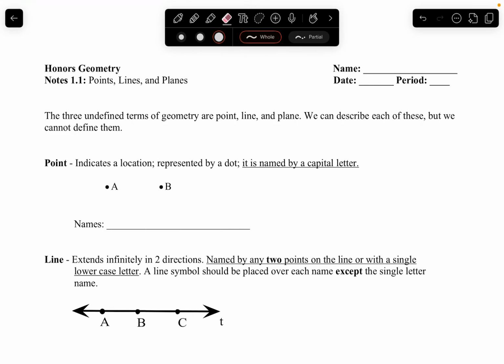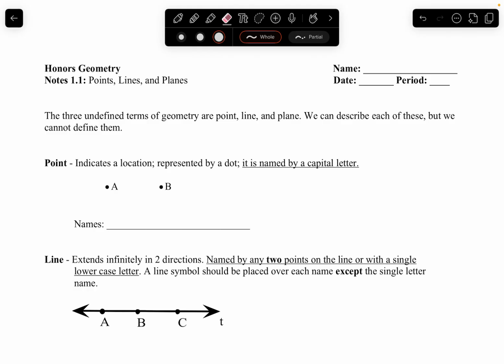Hello, this video is going to cover our 1.1 geometry notes. The title of these notes is points, lines, and planes. I do want to preface this video by saying that as we move through geometry as a course, we want to always make sure that we never assume things to be true.